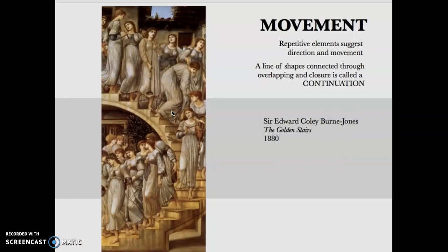All right, here we've got a lot of repetition. Look at all of these figures. They are the exact same in scale, right? They have the same proportions, and they're being repeated over and over again. They have the same dress, the same hair. Everything about them is very repetitive. They're going in this general direction, and the overlapping is kind of creating a closure of a larger shape.